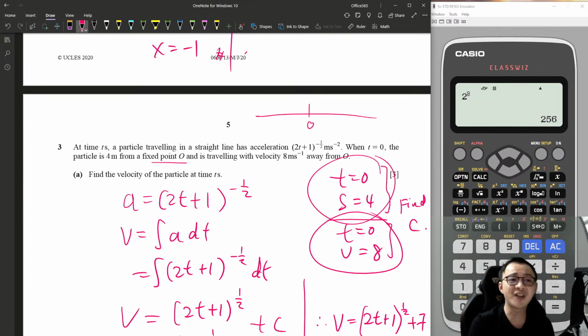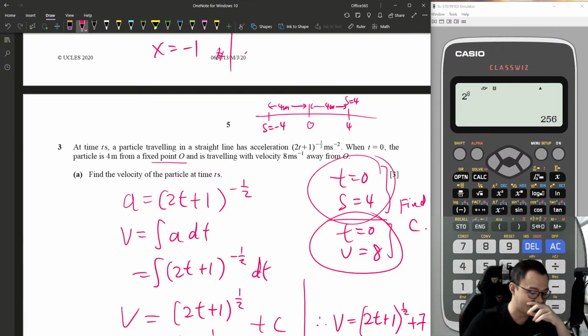So if this is a fixed point O, 4 meters away here, so S equals 4 here because the hole here is 4 meters, isn't it? But it can be the other side also. If I say 4 meters from here, then actually S equals -4. But since this question doesn't mention much, you just assume it is the positive 4, and then I will try to find my D here.